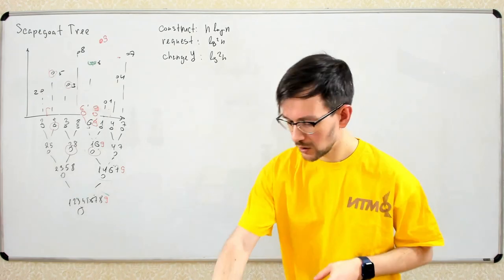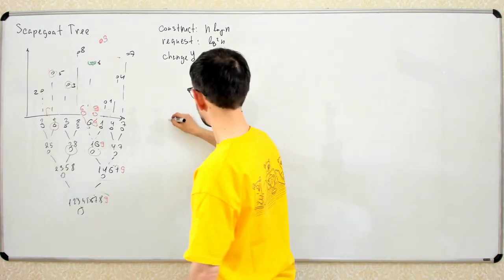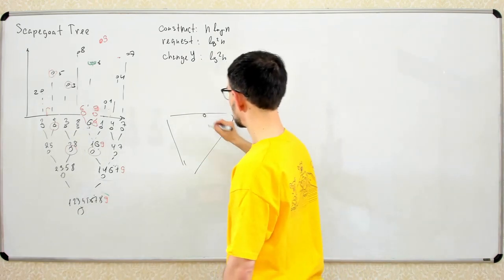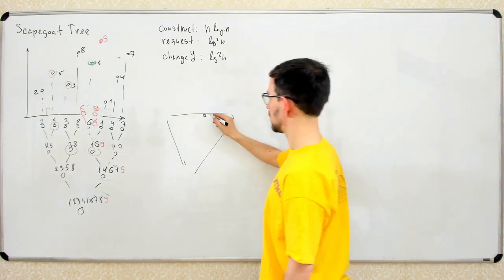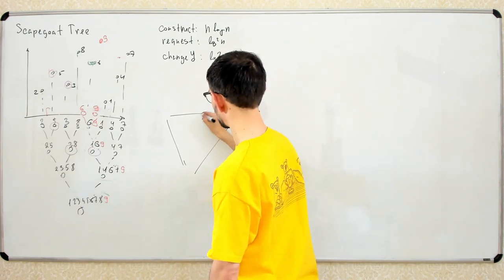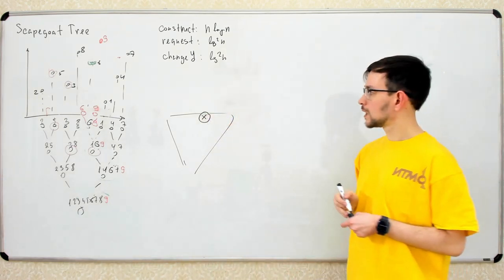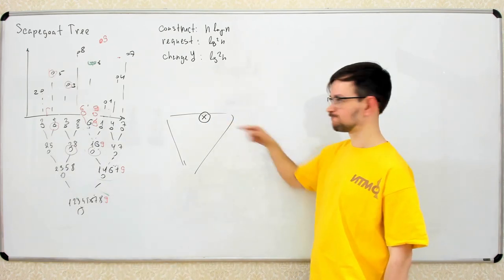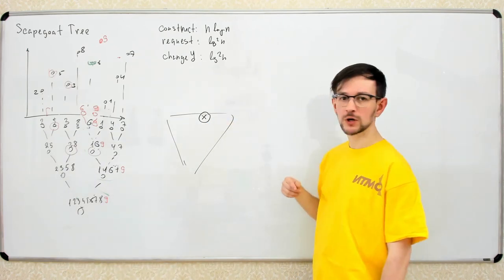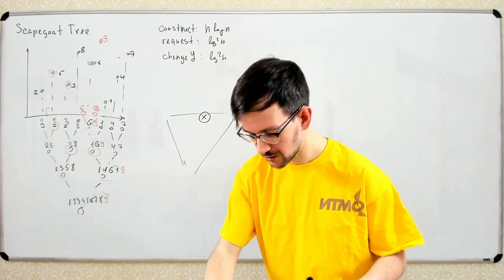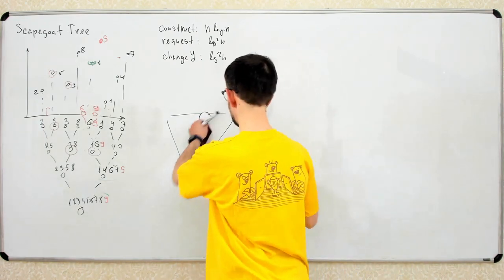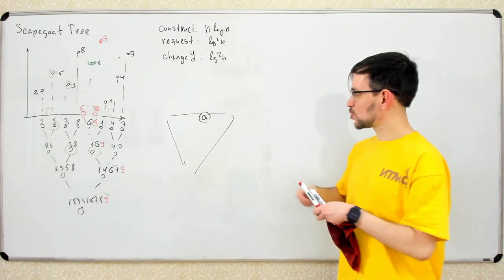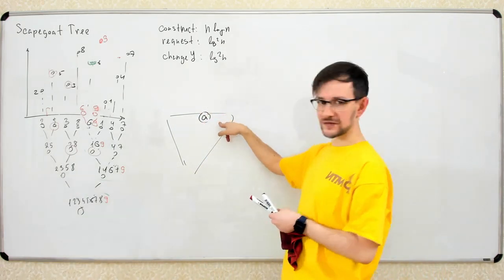So again, what happens? You have your tree. You have some leaf, and you have value x here. You want to add one new value. I don't want to have value y. Let's have value a and value b. So you have value a here, and you want to insert value b after this value a.